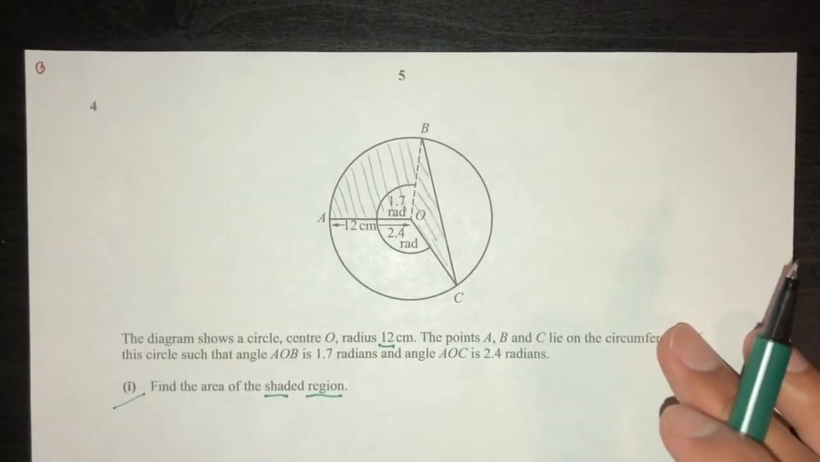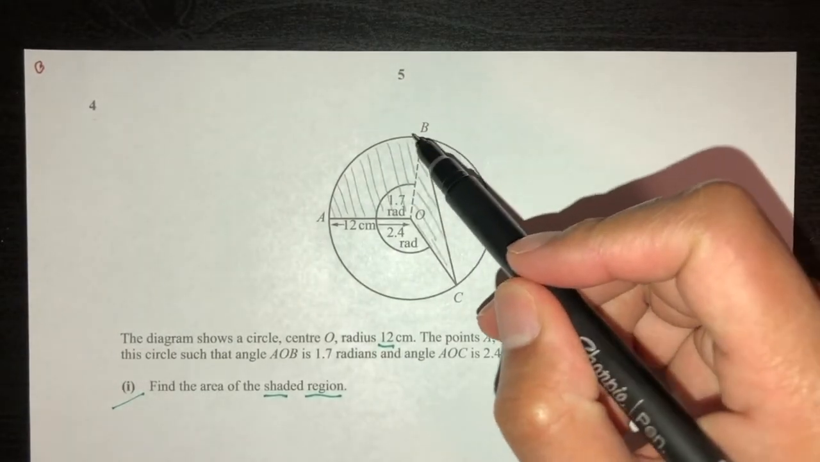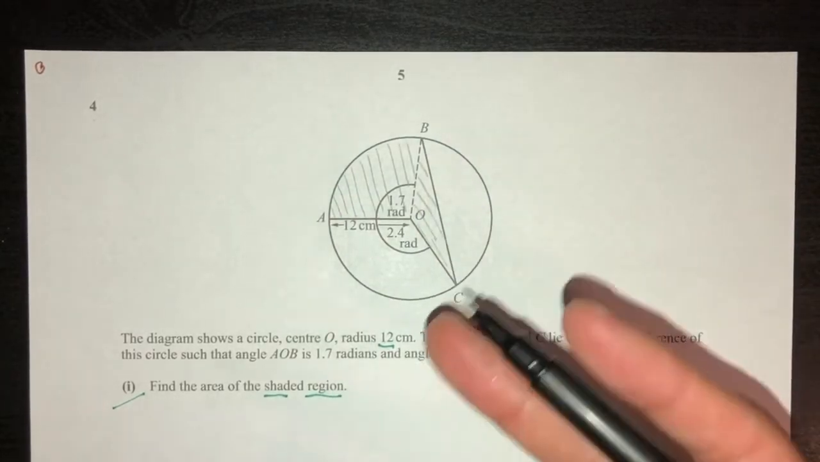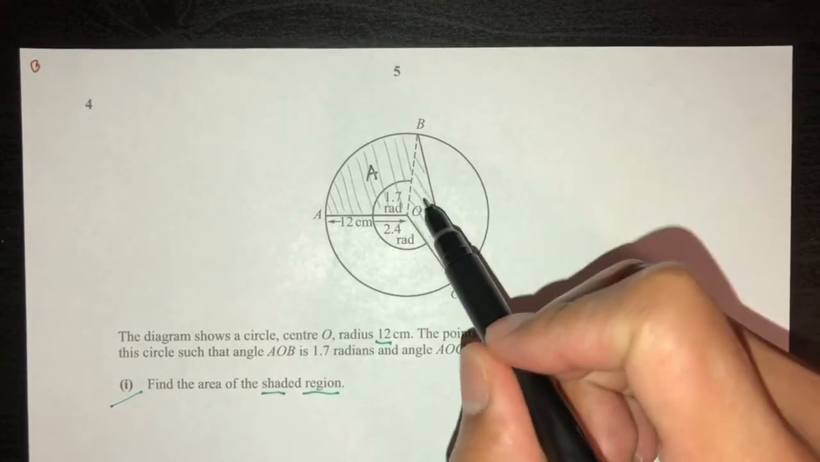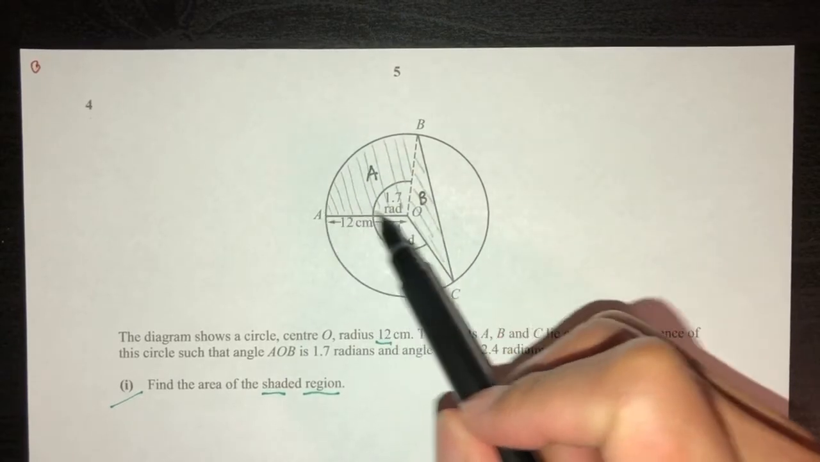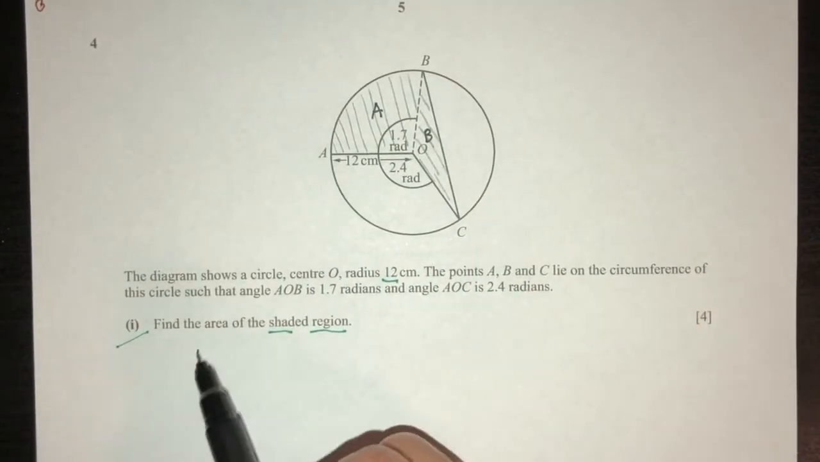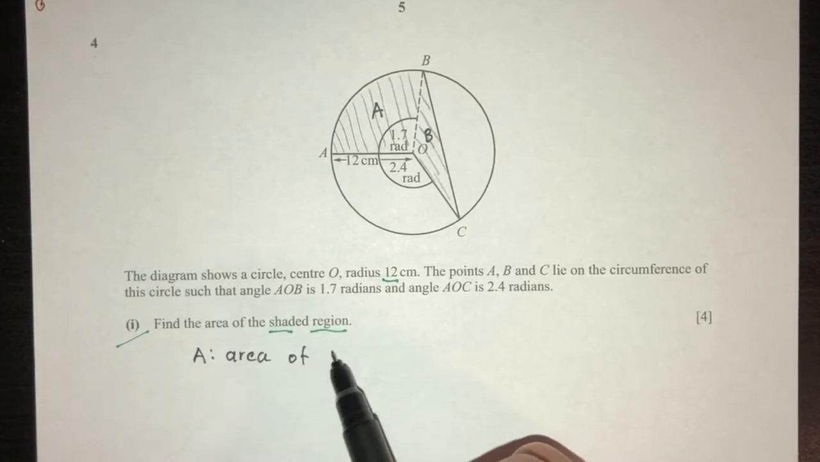So let's have a look, where is that area? As you observe, the area is made up of this sector and this triangle. So we have two parts for this area. Let's find them one by one. So it's A. Let's call this one B. How would you find the area of A? Pretty easy. It's only the area of a sector. So A is the area of a sector, right?